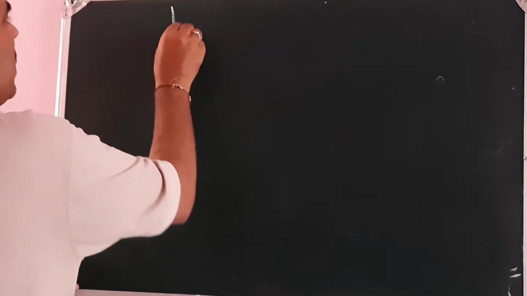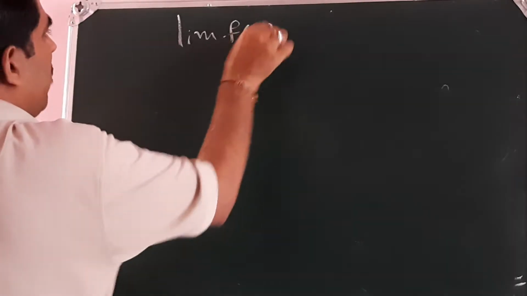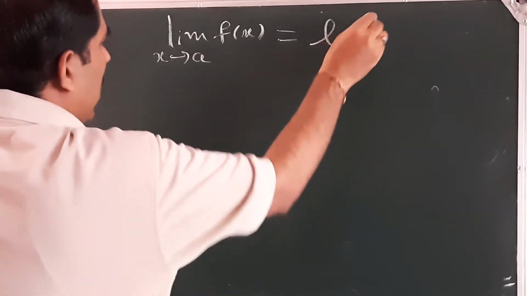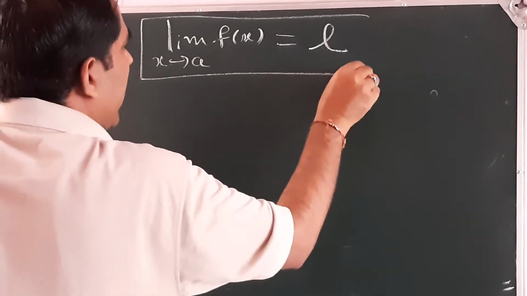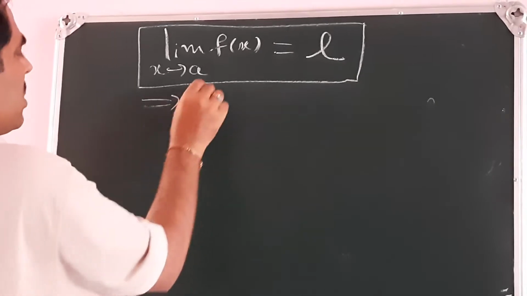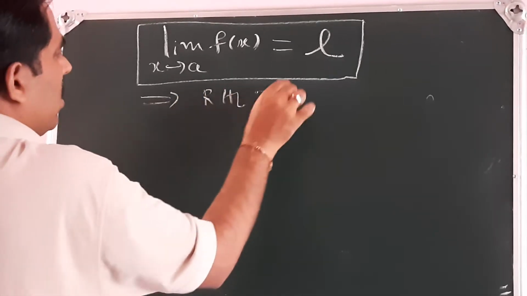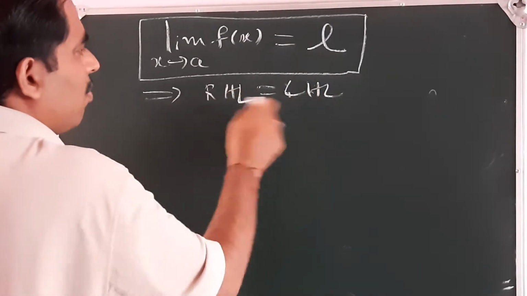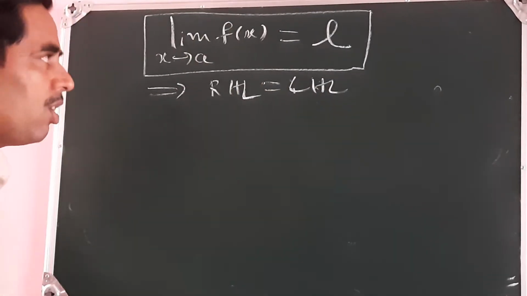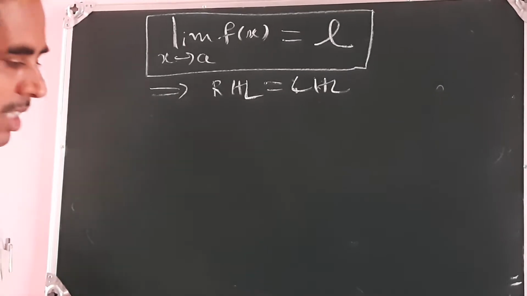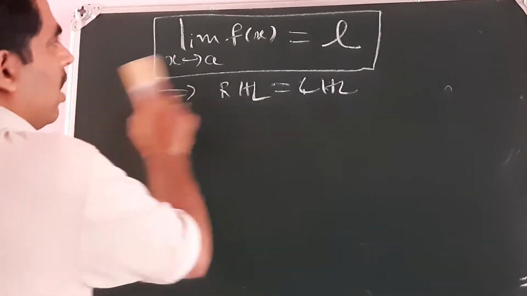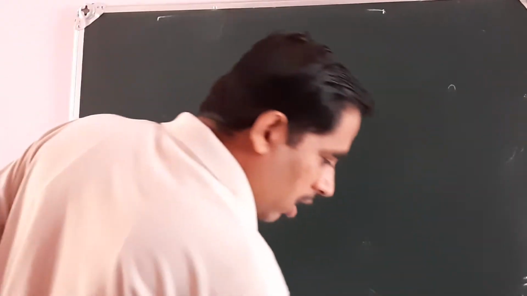The limit of the function f of x as x tends to a is equal to L. Here, the limit of the function exists means the right hand limit and left hand limit both should be equal to some value. Then only we say that the limit of the function exists. So let us consider our today's topic here.